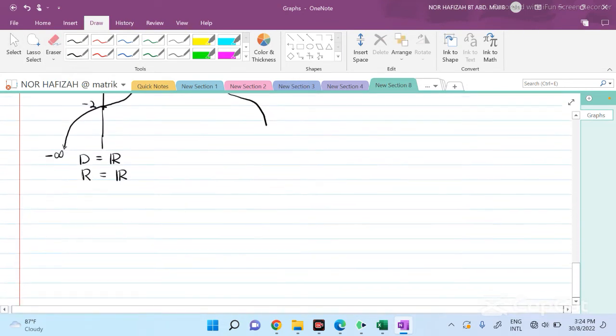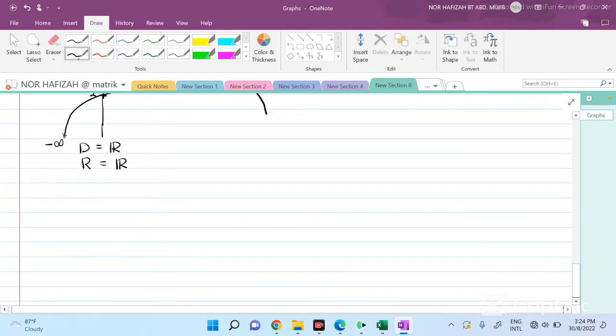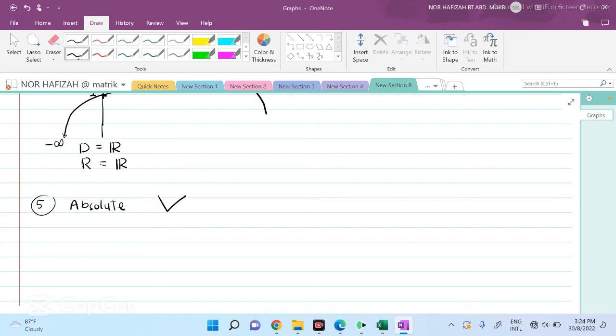Number 5. Number 5 in your lecture notes is absolute value function, is it? Okay, number 5 is absolute. Absolute graph is V-shape. So let's say if you have absolute value like this, so this is the graph. For example, we have |x minus 4| plus 2. Okay, this one equals to 0. So x minus 4 equals to 0, x equals to 4.